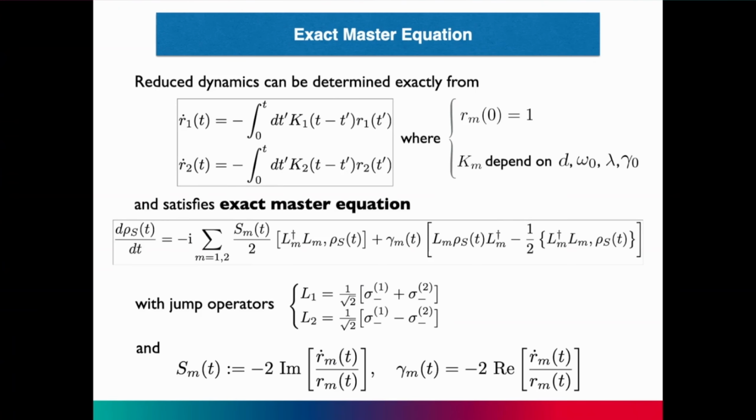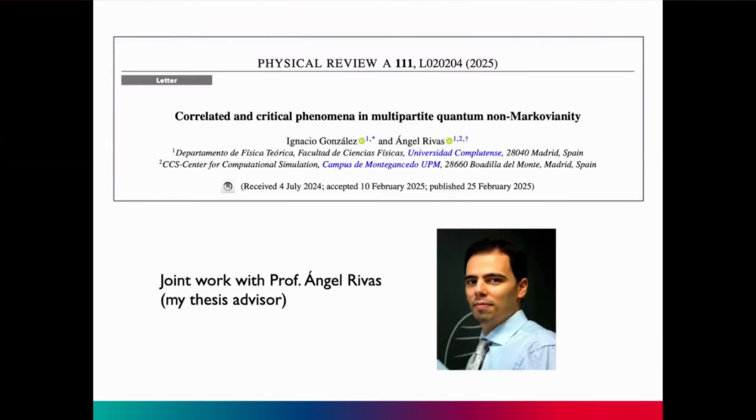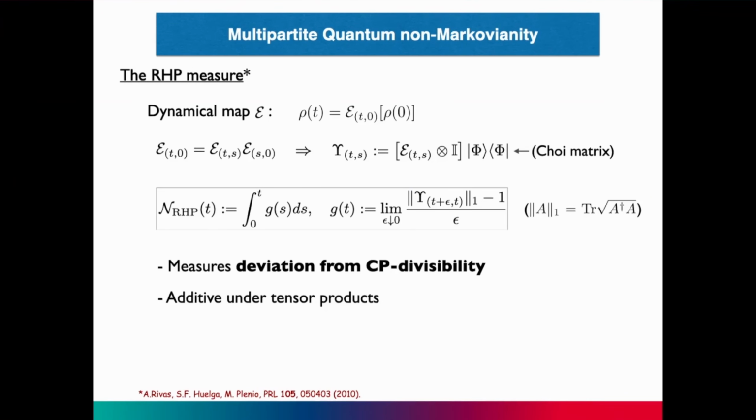I have a question. How do you define the Markovianity and non-Markovianity here? Yeah, the non-Markovianity is defined as deviations from CP divisibility. So if the dynamics is not CP divisible, the trace norm of the Choi matrix will be greater than 1, since the Choi matrix is in one-to-one correspondence with the dynamics, and this function g of t will be greater than 0. So this is what we mean by non-Markovianity, deviations from CP divisibility. There are some other possible definitions for non-Markovianity, but we chose this one. Okay, got it. Thanks.